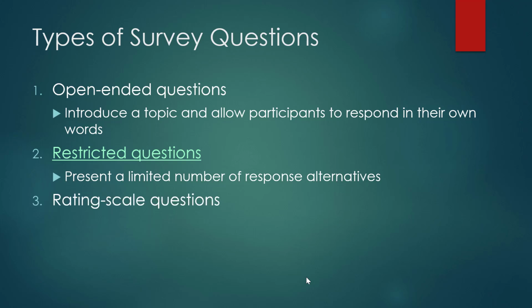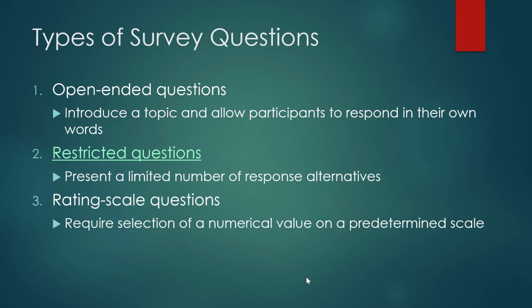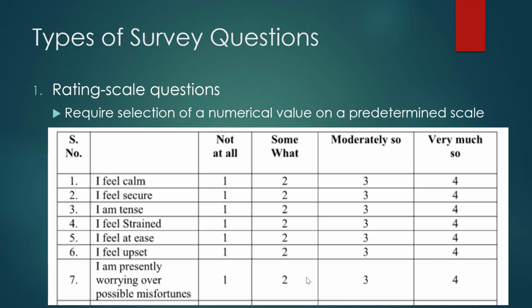A third type is a rating scale question. A rating scale question is going to require a selection of a numerical value on some sort of predetermined scale. So here's one example. The idea is they answer the question, I feel calm, and then they have these various responses that they can give. I feel secure, the various responses that they can give.